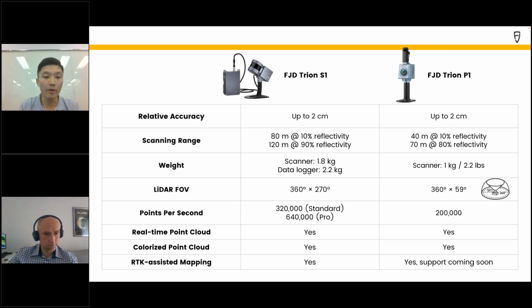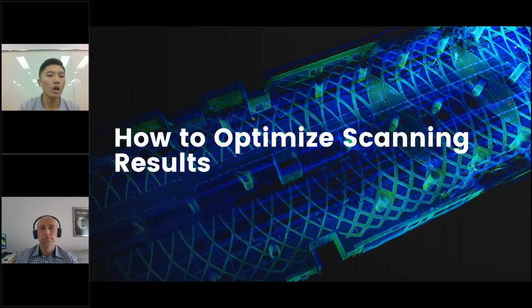Here's a side-by-side comparison of the main specs of these two devices, and the main difference between the P1 and the S1 in our experience is the range and portability. The S1 offers the longer scanning range and longer operating time, while the P1 is much more compact and portable without any compromises in the data quality. So now I'll let you know how to optimize the scanning result with both our S1 and P1.